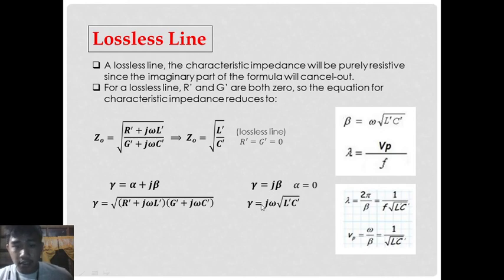Solving it is equal to the imaginary part times 2 pi f multiplied by the square root of L prime and C prime. This is discussed earlier: the beta, the phase constant, the wavelength, and the phase velocity.